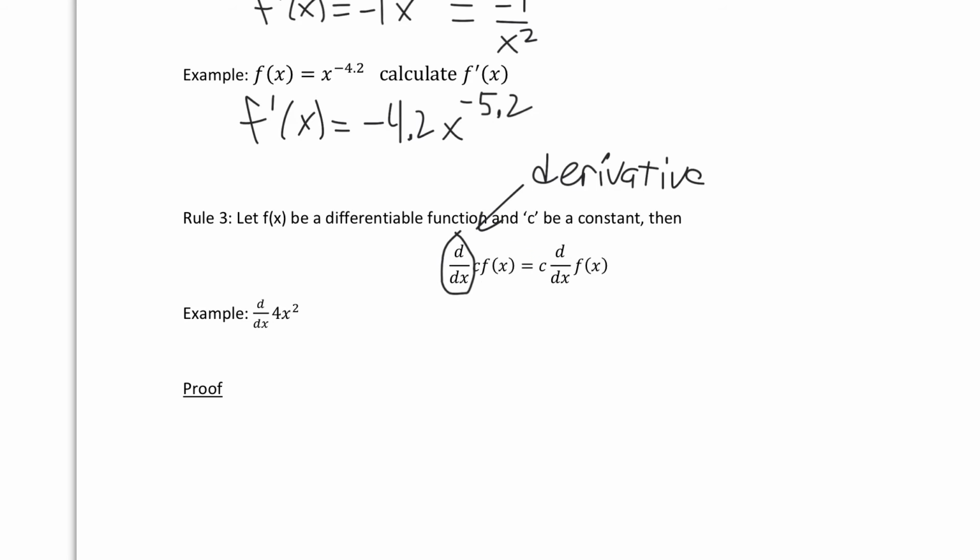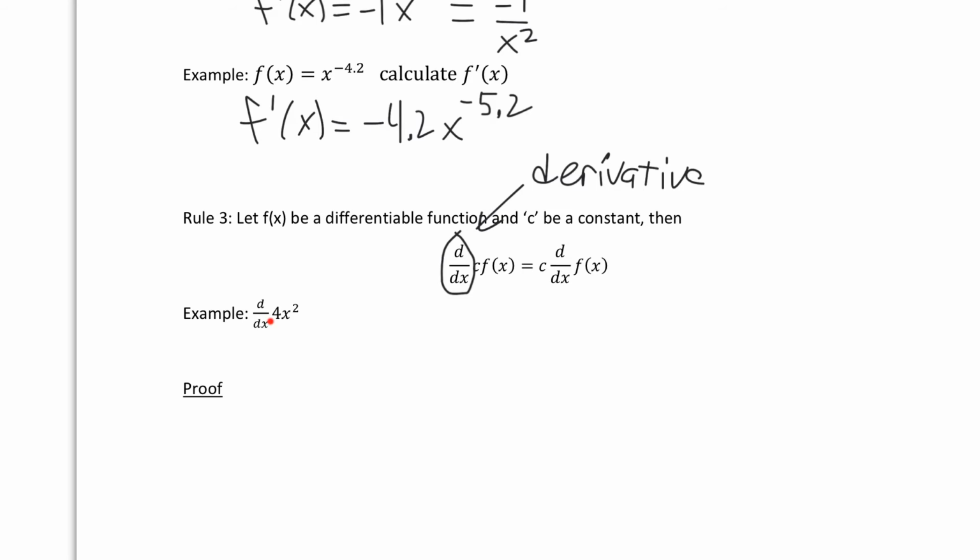This rule is not really a rule about a specific function that you're going to do the derivative of, like x to the 5, but it's a rule about how the derivative operates. And so it says that when you're doing constants, the derivative says, just take the constant out front. So let's go ahead and look at an example.